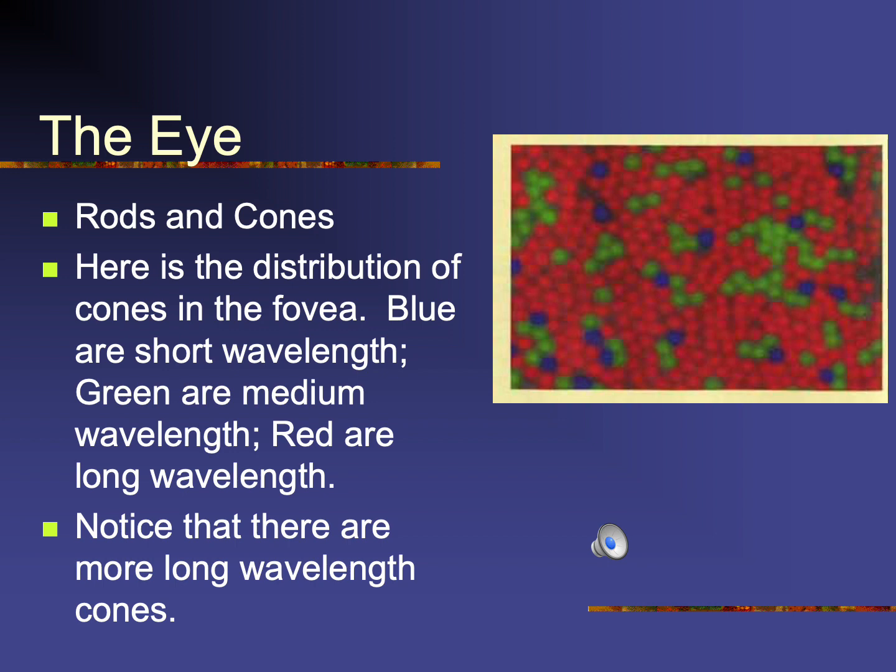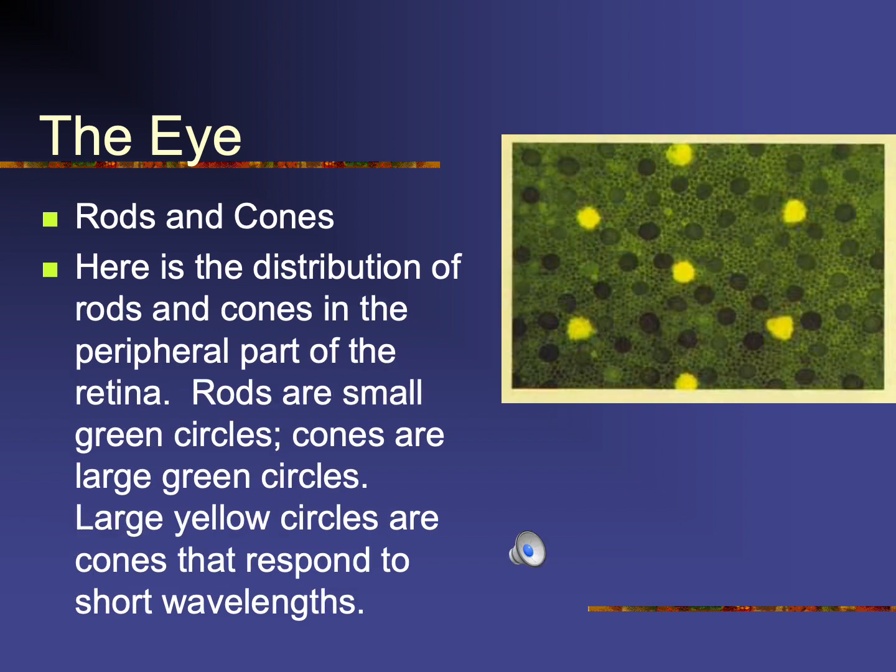So they're going to be maximally receptive when the light frequency is in what's referred to as the long or the red range. Here's the distribution of rods and cones in the peripheral parts of the retina, so the outside parts of the retina. The rods are the very small green circles that you see there. Cones are the large green circles. You can barely see the small green circles. You can see them as little dots there, the rods. Cones are the large green circles, and then the large yellow circles are cones that respond to the short wavelengths. These would have been the ones that were coded blue in the previous one.